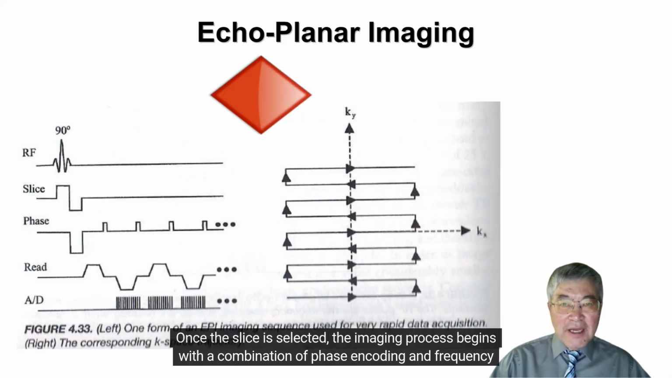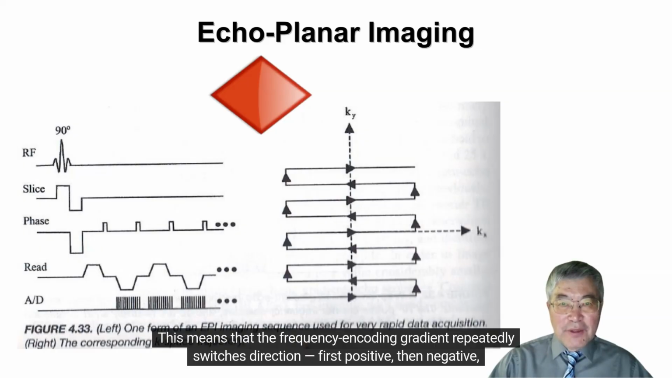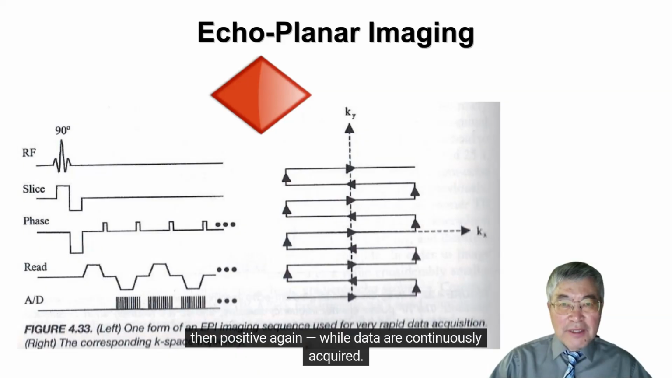Once the slice is selected, the imaging process begins with a combination of phase encoding and frequency encoding that alternate in an oscillating pattern. This means that the frequency encoding gradient repeatedly switches direction, first positive, then negative, then positive again, while data are continuously acquired.